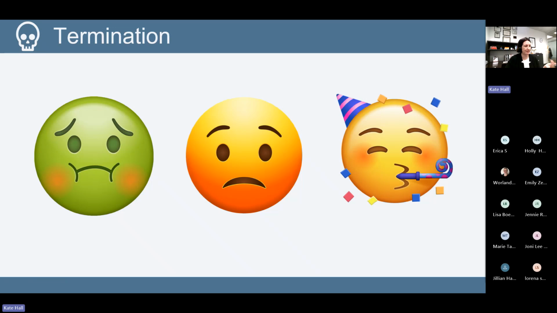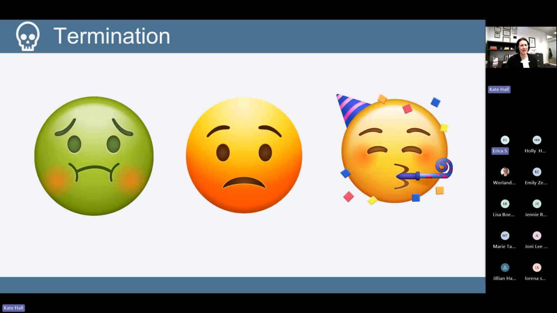Terminations are not easy. They should never be easy. You are changing someone's life. Now, granted, they weren't doing their job, but it still is really hard to do because we care about people. These are people we work with. And so if you do not have someone performing, it is in their best interests, in the library's best interests. And it's not fair to them.